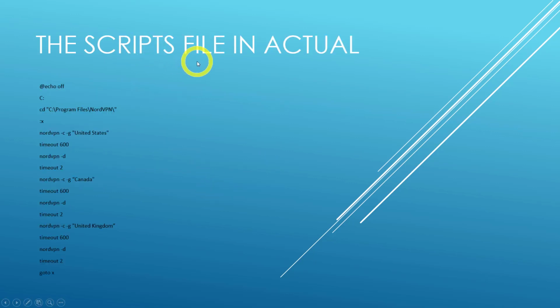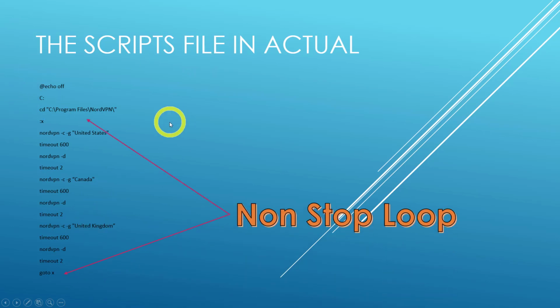This is the actual script that I will provide, and you are free to amend it. Let's just take a look. This is the command prompt. Basically I just go to the C drive and then go to this NordVPN directory. From here we start the script. There's this X here and go to X. Basically this one is a non-stop loop. In this batch file, I want to connect to the United States server for 600 seconds, which is 10 minutes.